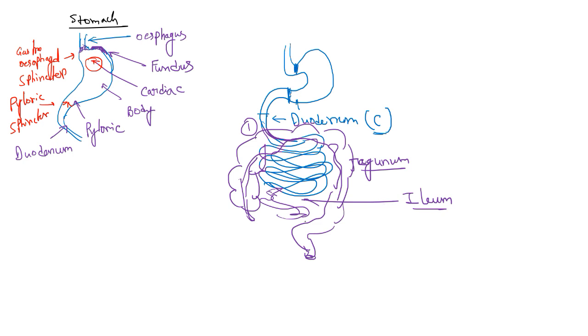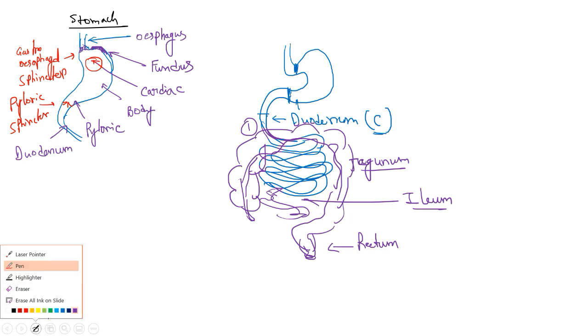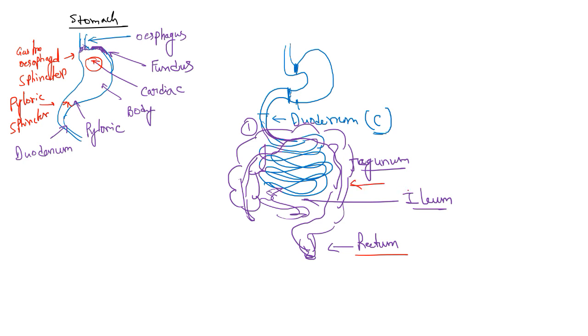And at the end, the large intestine is further divided into three different sections here. The end part is the rectum. Then the rest of the part is known as the colon. Let me take another color here, it's easy to explain with a different color. So the rectum, then this large part before it is the colon.